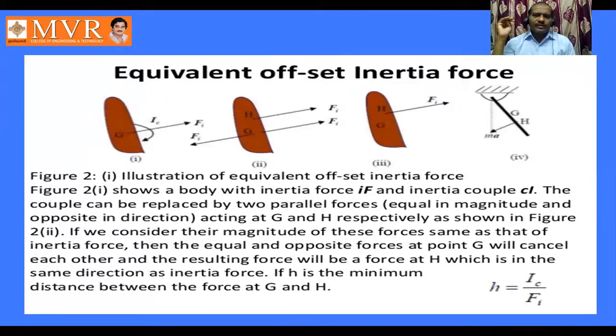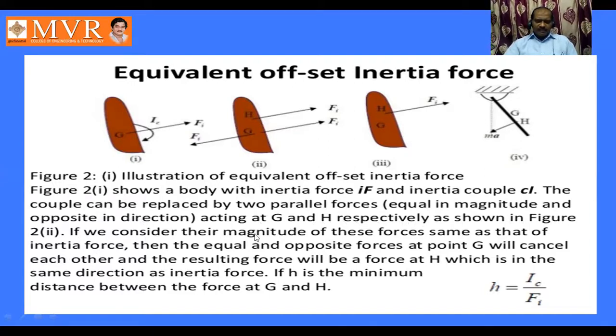So equivalent offset inertia force. For this, how it happened, figure 2.1 illustrates equivalent offset inertia force. The same thing we can observe here. F, IC, the moment of inertia I value, rotating like this. The first case is an illustration of equivalent offset of inertia force. It shows a body with inertia force IF and inertia couple CI. The couple can be replaced by two parallel forces equal in magnitude and opposite in direction, acting at G and H respectively as shown in the figure.